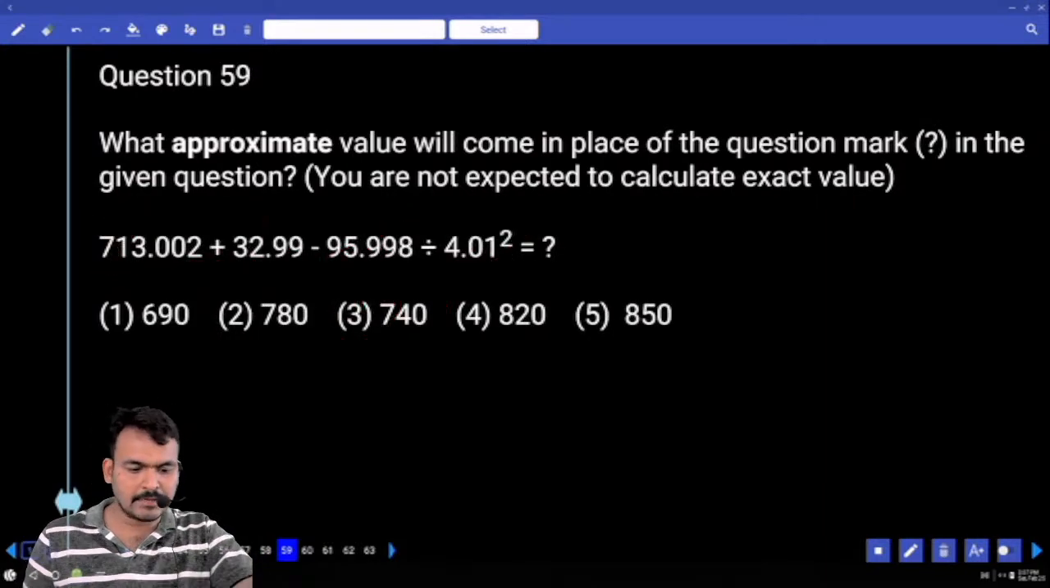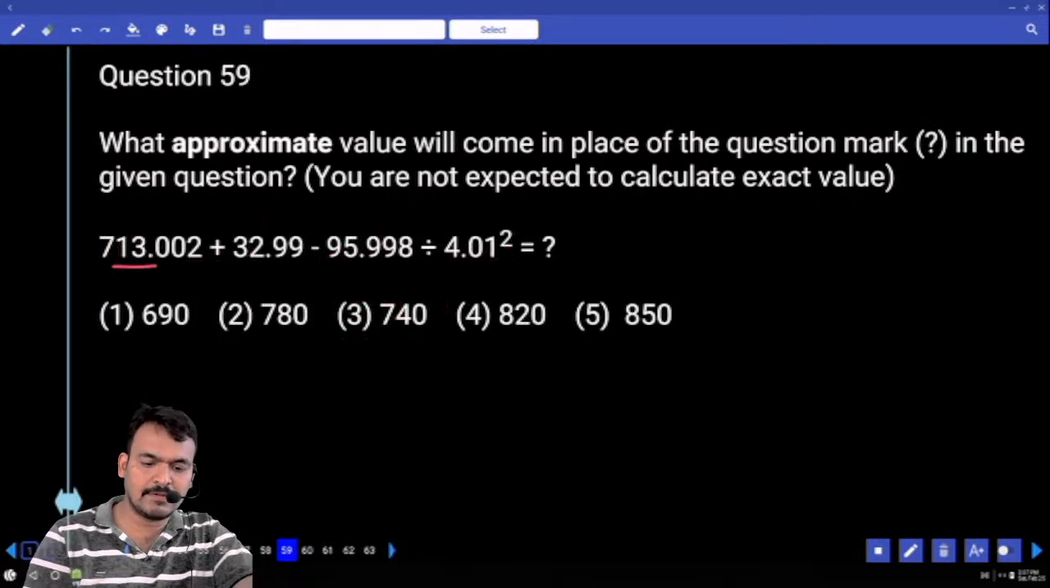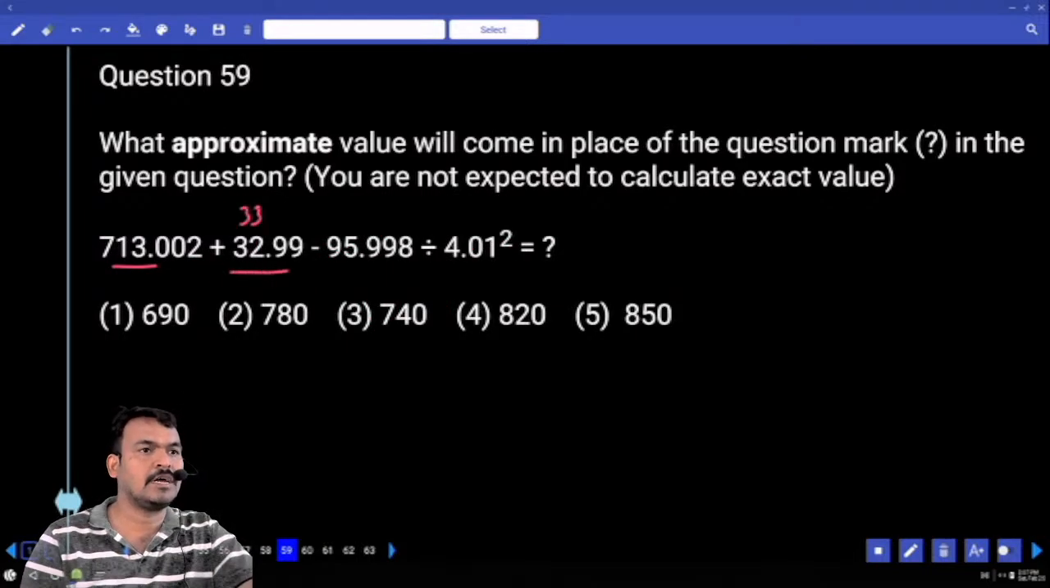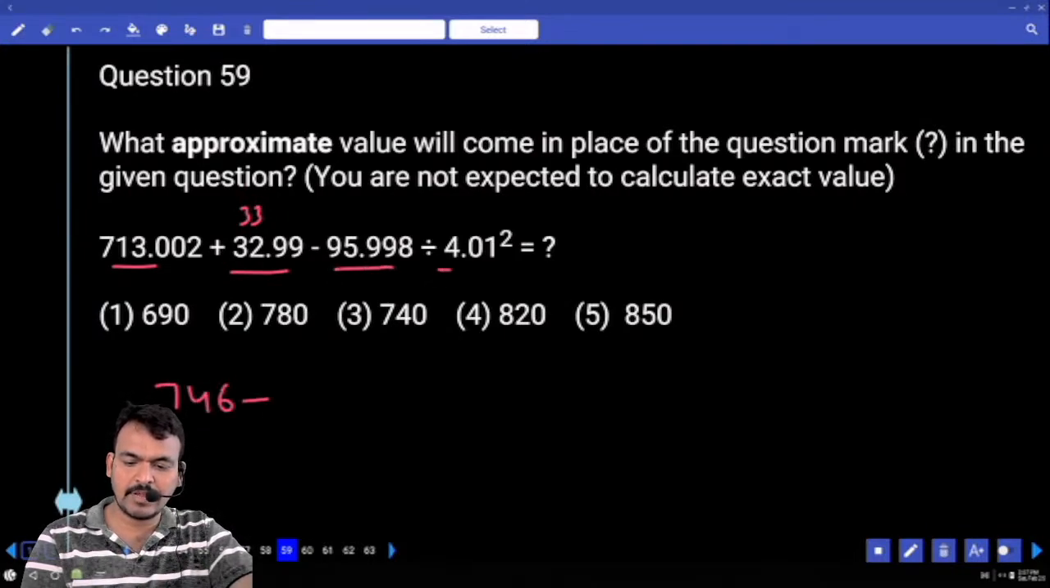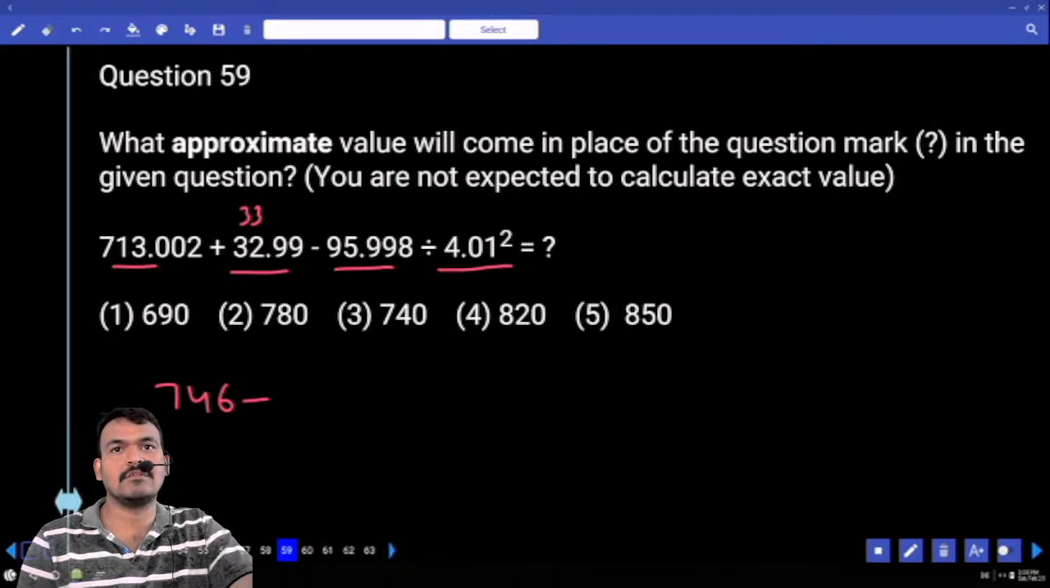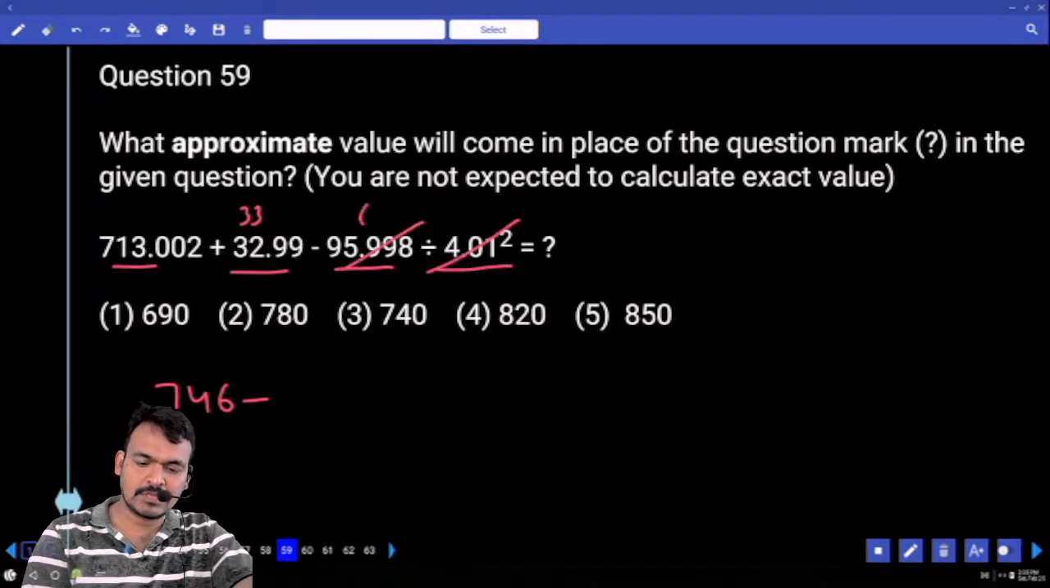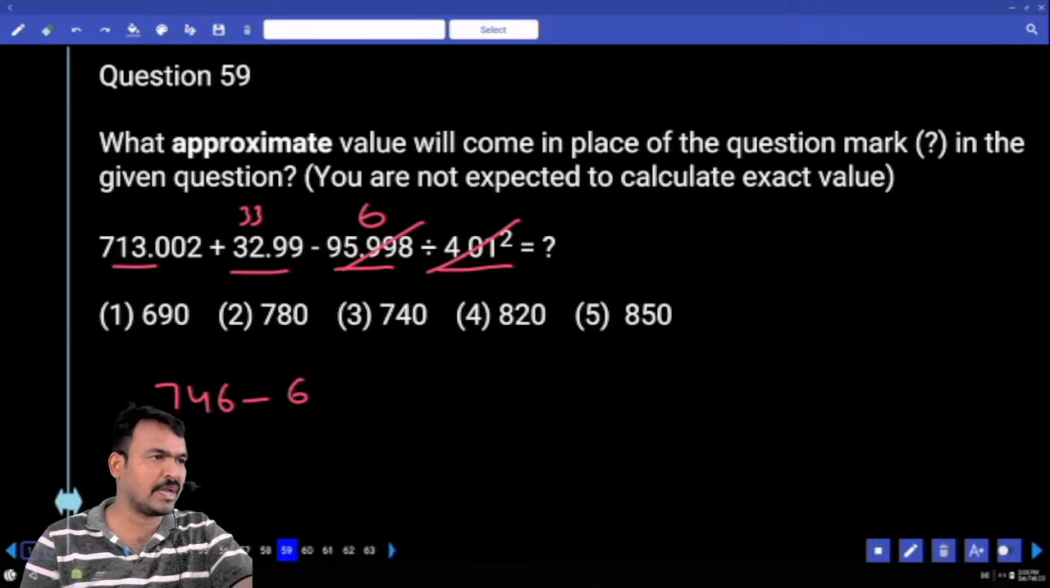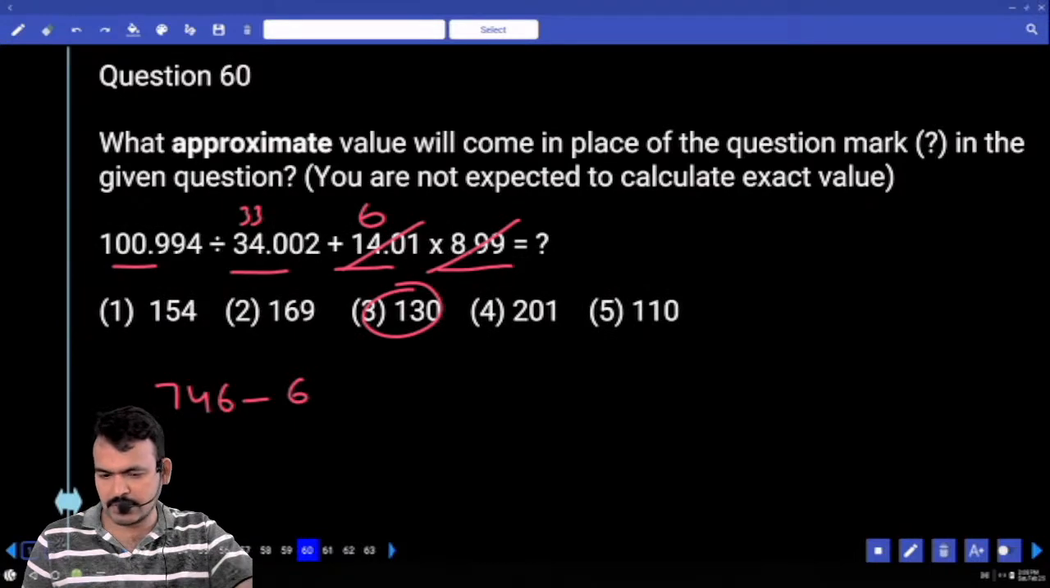Next 59. First one is how much? 713. Second one 33. Total it is 746 minus 96 divided by 16. 16 how many times? 6 times. 746 minus 6, 740.